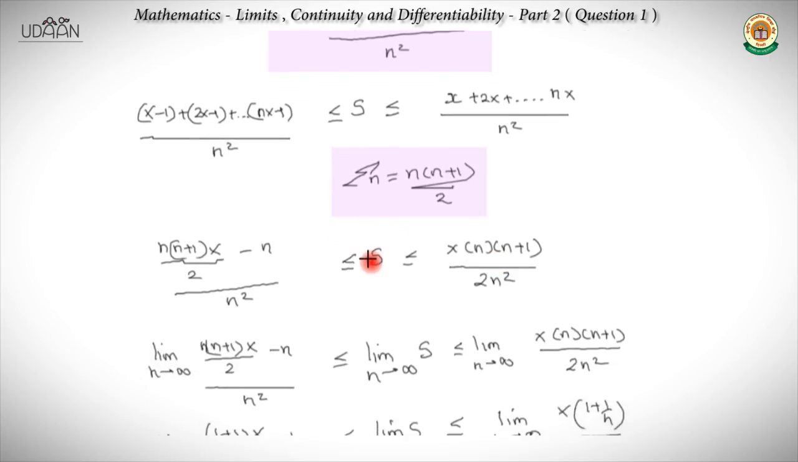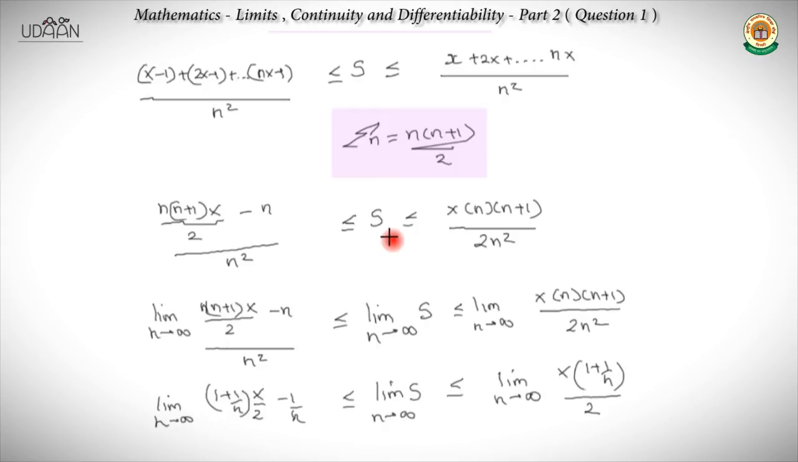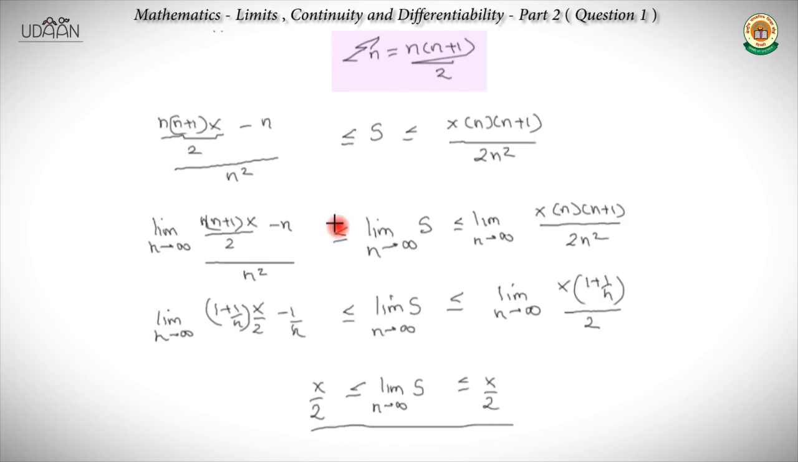Now when we apply this, before that we take x common from the inequality we have got. So it will become s is less than or equal to x times n plus 1, whole divided by 2n square. And it is greater than or equal to n times n plus 1 times x by 2 minus n, whole divided by n square. This identity has been used here, and because we have taken x common, this minus n comes here because there are n times minus 1 expressions in the numerator. Exactly. So how do we move on?